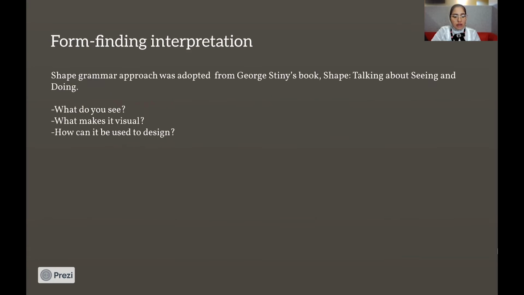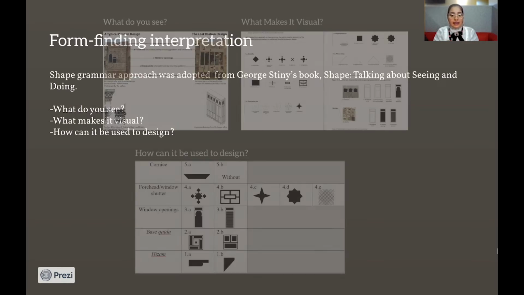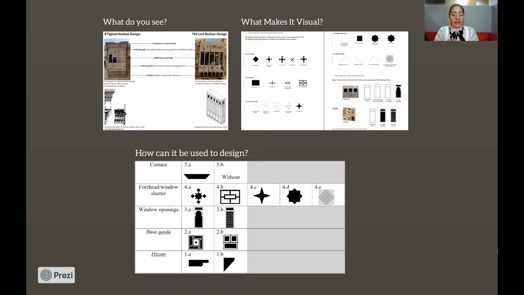Worth mentioning is an approach that I have adopted in analyzing and understanding the geometry of the Roshan, which is the shape grammar approach from George Stiny's book, in which he talked about how to analyze shapes and geometry by 3 questions. And I have applied this approach to the Roshan, and I broke them down to understand them.